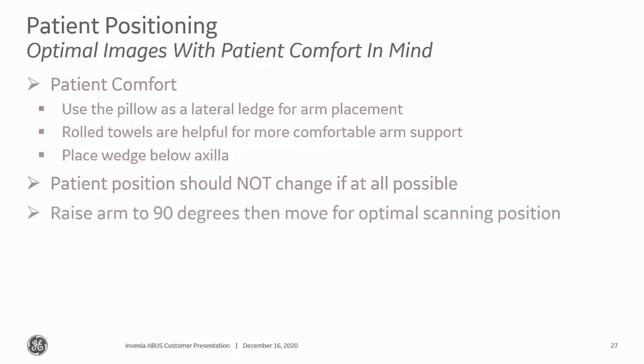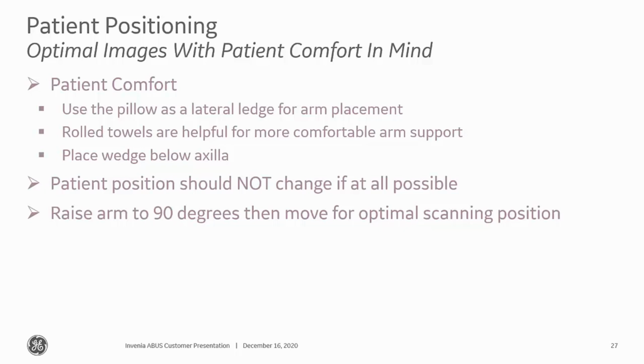Have that patient raise their arm about 90 degrees, and then you can move the arm as needed. It's amazing how just a little bit of shift in the arm position can change the position of the breast tissue, working for you or against you. So play with that and make sure that you've got the arm in the most optimal position for scanning.